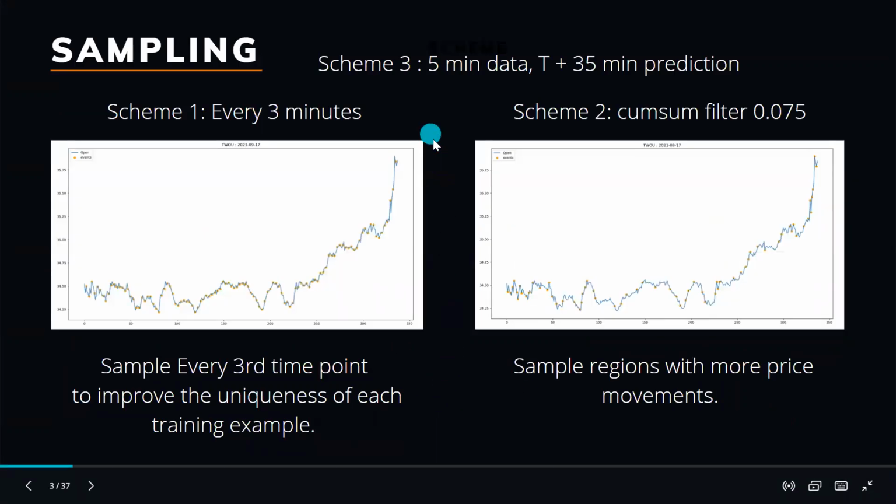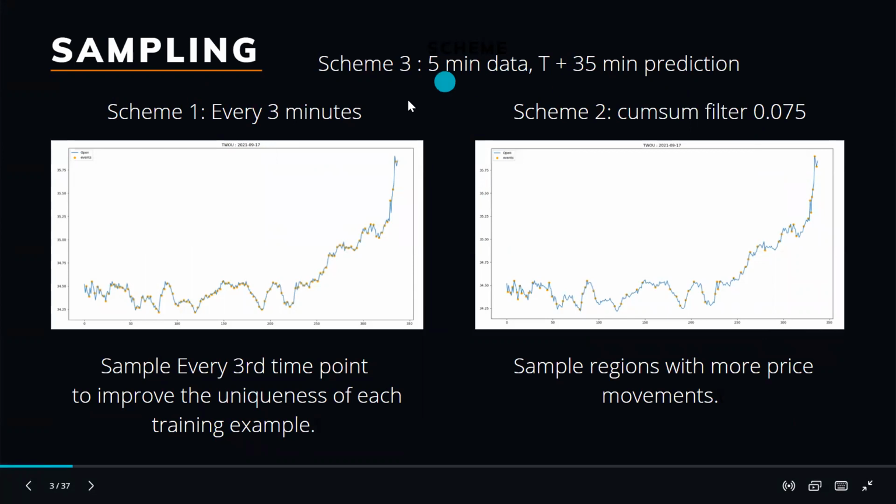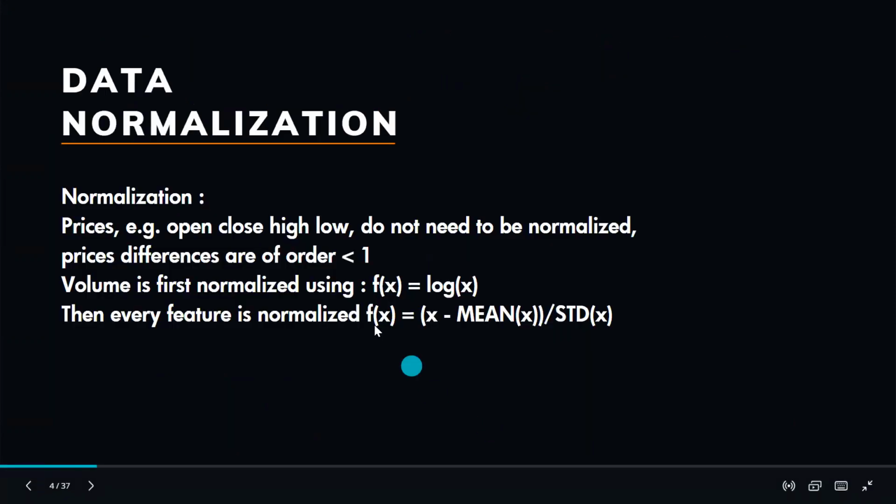So each model has a sampling scheme. The first model samples the data for every 3 minutes data. And for the second model, it's the Thompson filter. And for the third model, we use the data with a 5 minutes interval, and we predict 35 minutes later.